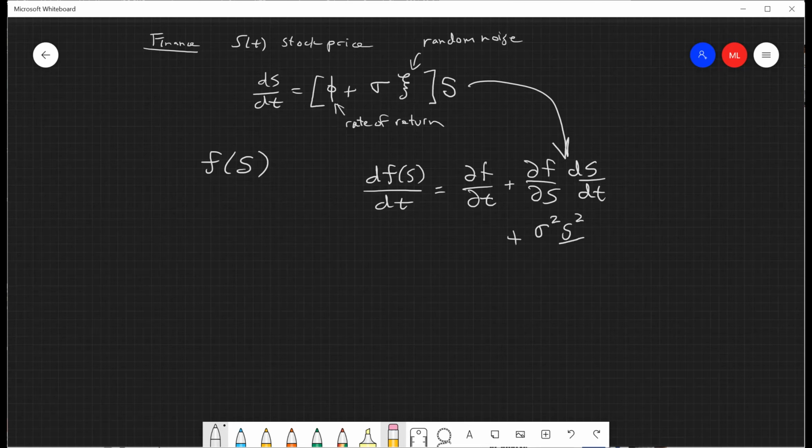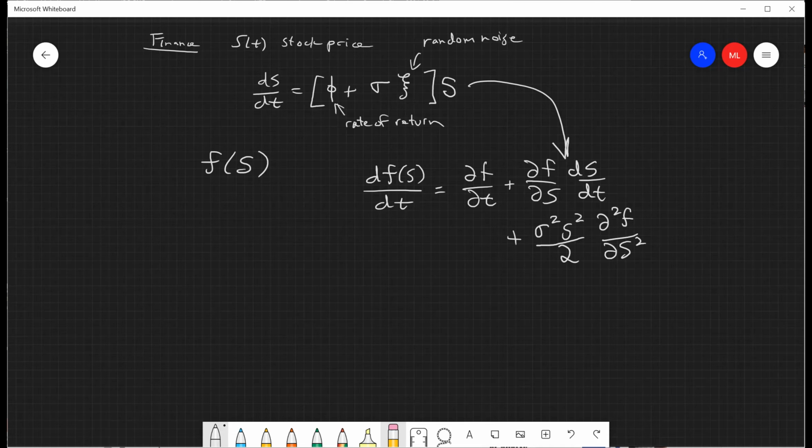Unsurprisingly, the noise makes the chain rule kind of tricky. And it gives you two derivatives of f with respect to s. So there's an extra term that you normally wouldn't get from the chain rule. And this is how you can use this formula, it's like a chain rule formula, to derive an equation of motion for any kind of financial instrument.